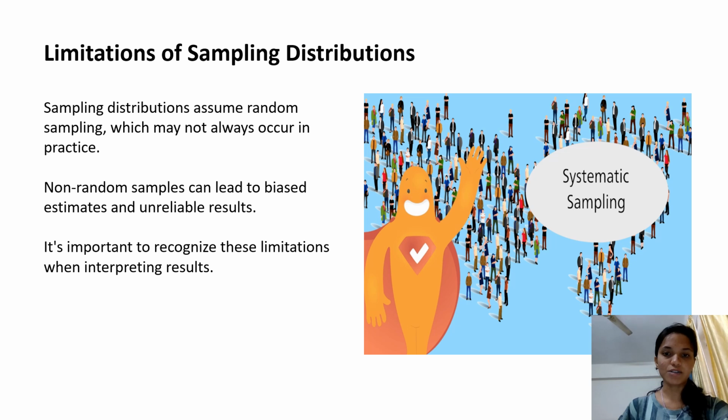Limitations of sampling distributions. Sampling distributions assume random sampling, which may not always occur in practice. Non-random samples can lead to biased estimates and unreliable results. It's important to recognize these limitations when interpreting results.